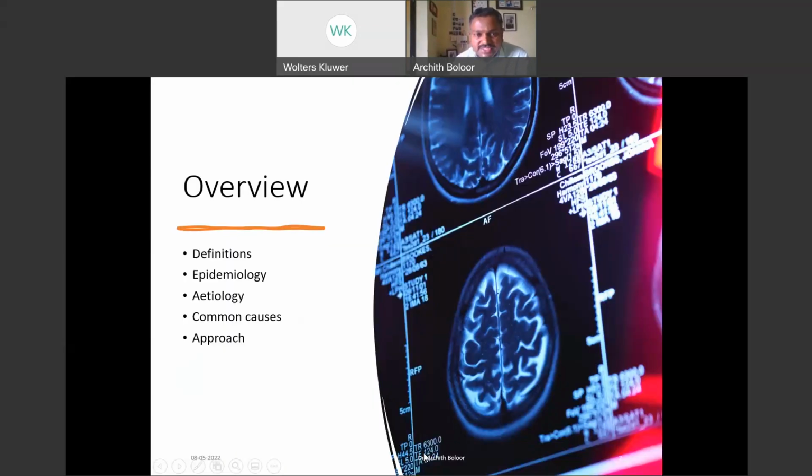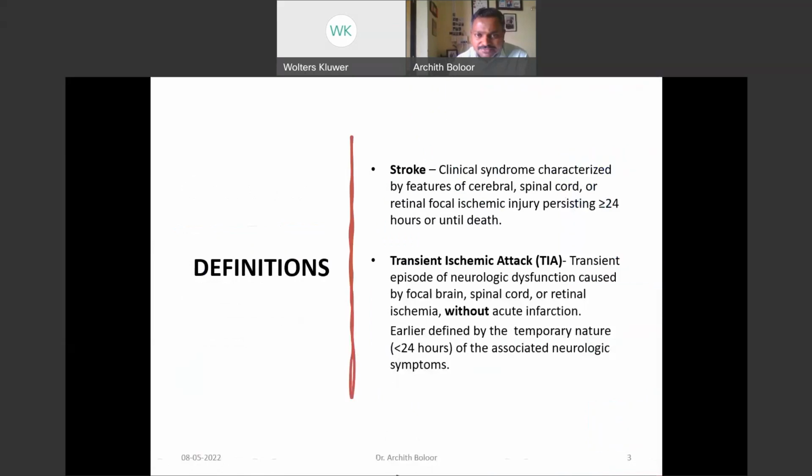So the overview of today's session will be discussing basically the epidemiology, the etiology, and then we'll discuss a few of the cases and, if time permits, an overview of the approach of how you manage stroke in young.